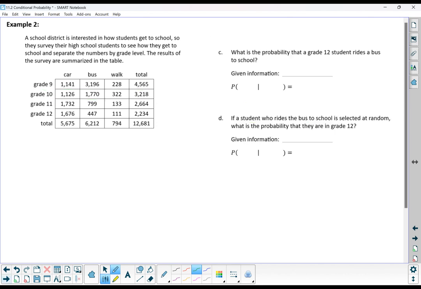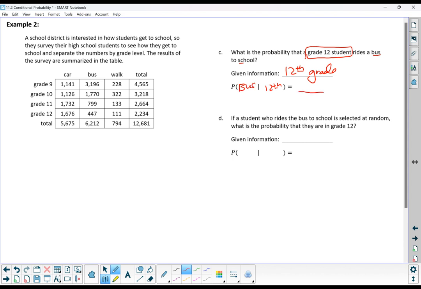Okay, we've got a couple more focused on this data set. So this next question says, what is the probability that a grade 12 student rides a bus to school? So we know that we are focused on a grade 12 student. We know they are in 12th grade. That is known. The probability that we want to calculate is, what's the probability that they ride the bus to school?